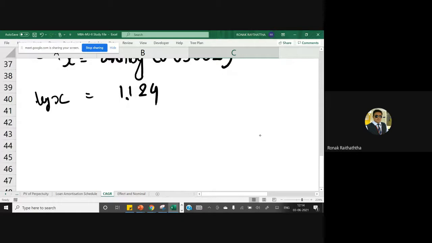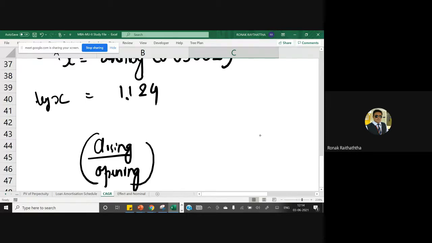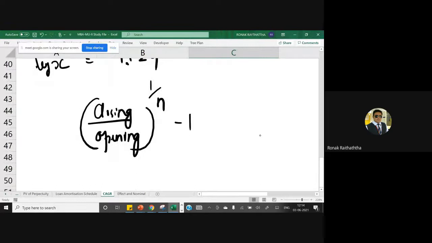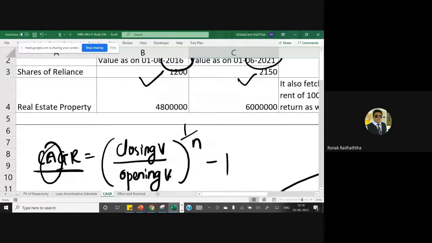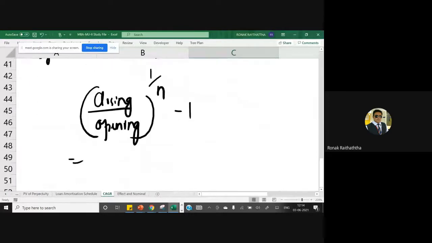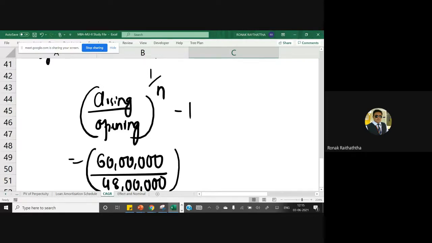So, closing divided by opening, raised to 1 divided by n, minus 1. So, closing is the value we have right now, that is how much? 60. And earlier it was 48 lakhs. And number of years would again be 1 divided by 5. N would be 5, minus 1.